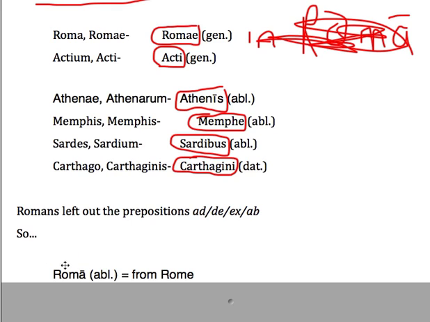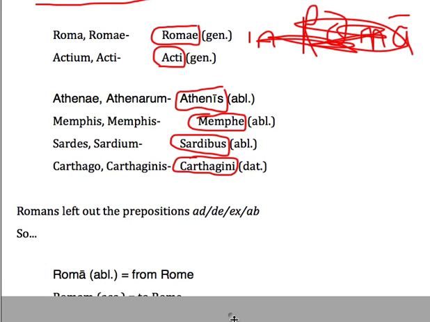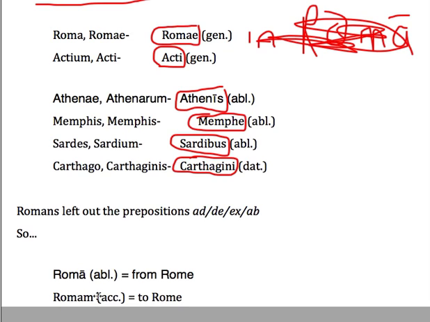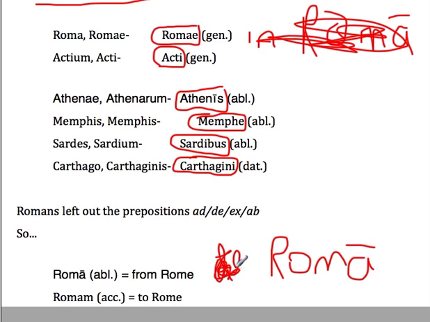Roma in the actual ablative could mean from Rome. Romam in the accusative could mean to Rome. So instead of writing ab Roma, which is what we would normally do, they simply wrote Roma in the ablative, just like that, with no preposition, and everybody knew it meant from Rome. Instead of writing ad Romam, which means to Rome, they just put Rome in the accusative, Romam, with no ad, and everybody knew it meant to Rome.